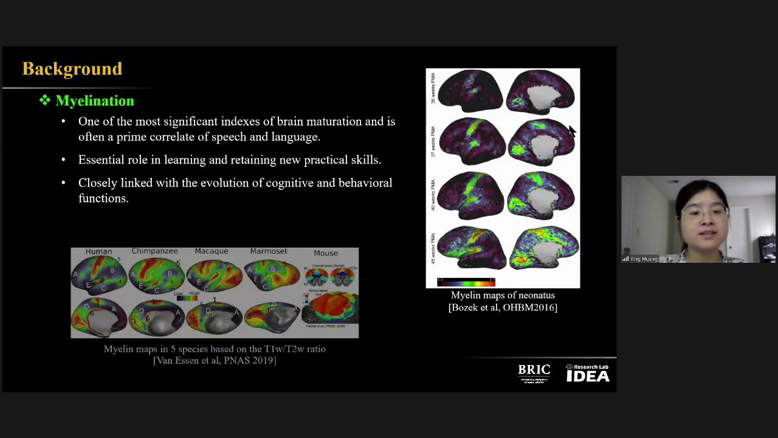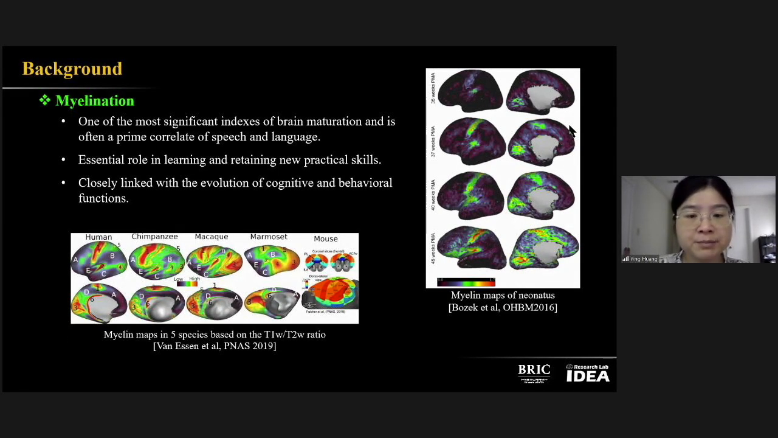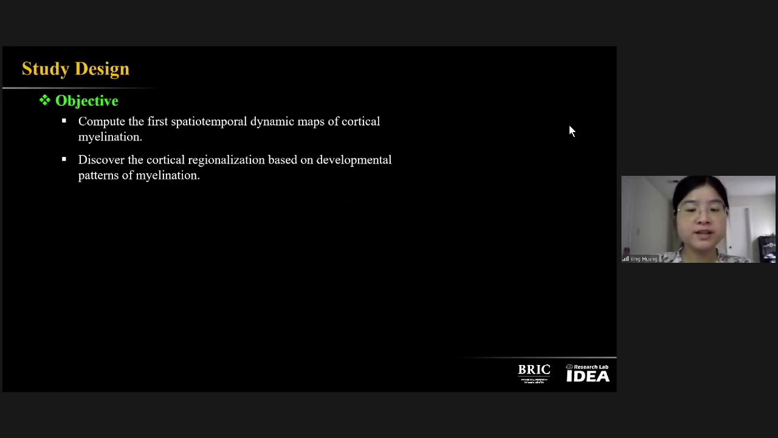In another study, Weiss and his teammates presented cortical myelin maps for 4 primates and the mouse. From the picture, we can know that each primate species has 6 heavily myelinated regions, from which we can see the development of myelin from the perspective of evolution. Taken together, checking developmental patterns of myelination during infancy is of great importance in understanding early brain development.